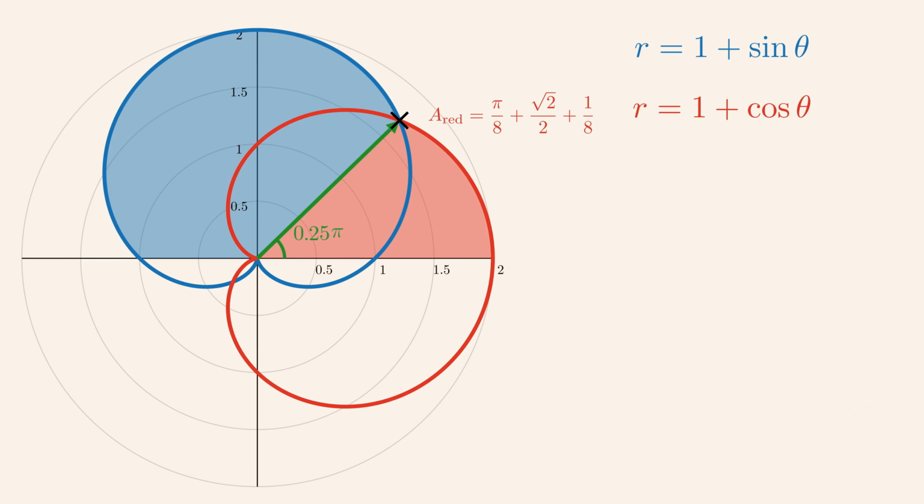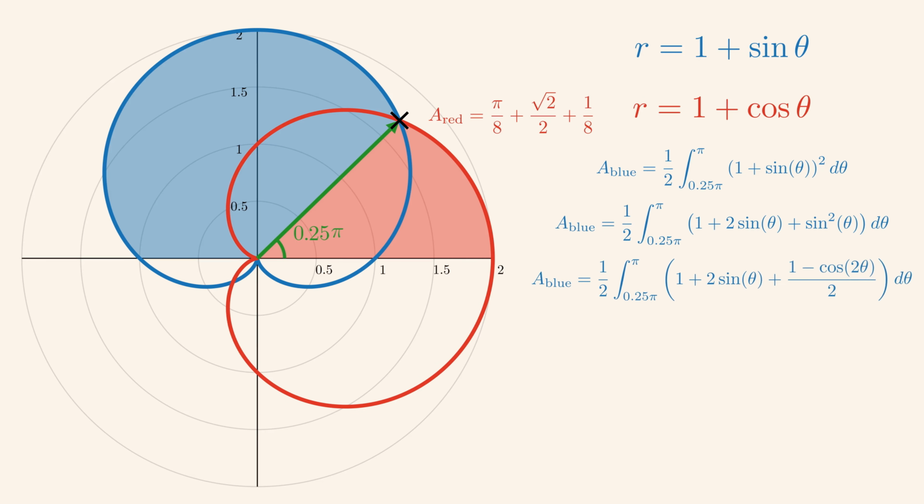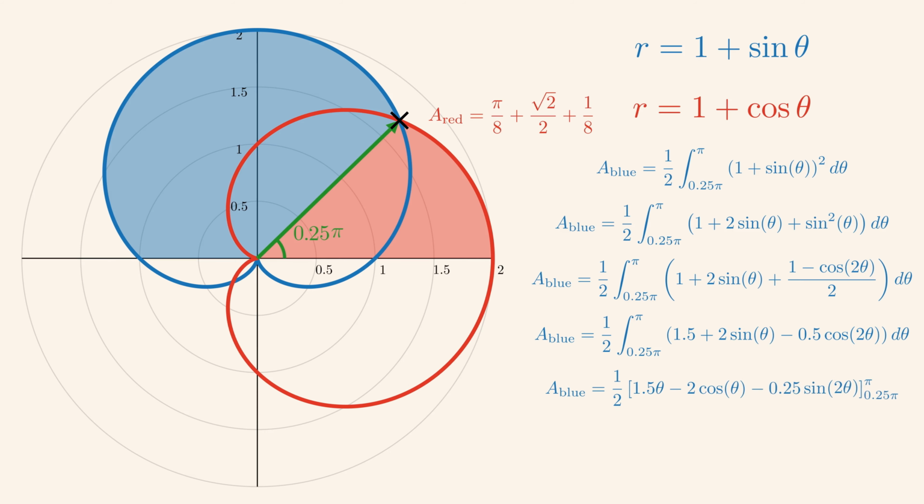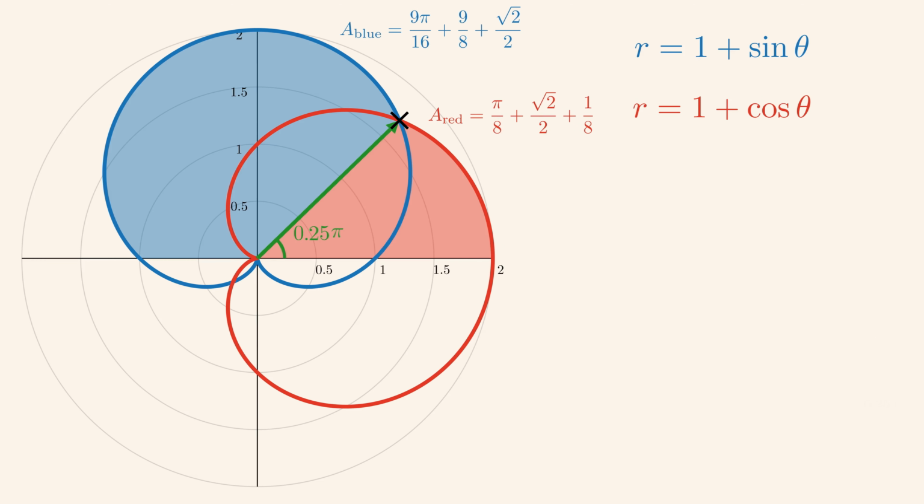For the blue cardioid, the limits are different. This time, we integrate from 0.25 pi to pi. We begin the same way by expanding the binomial. Next, we apply the trigonometric identity for sine squared. Simplifying the expression gives us a cleaner integral. From there, integration gives us the following antiderivative. Substituting the limits produces the blue area. That result is then shifted beside the relevant blue region.